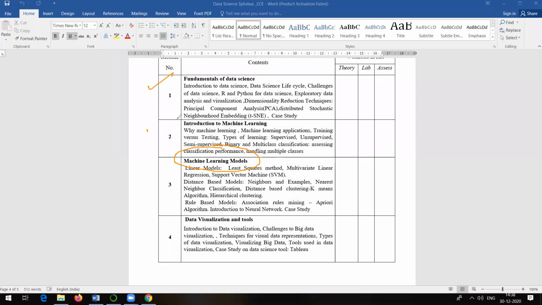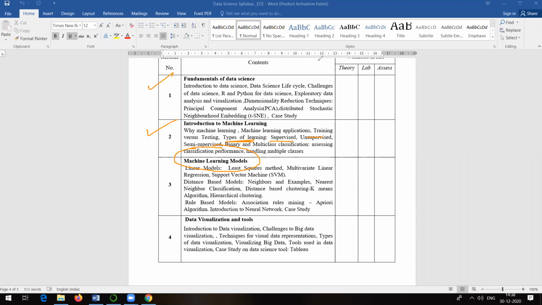In the previous sessions, we talked about fundamentals of data science and introduction to machine learning. We talked about the concept of machine learning, why machine learning, applications of machine learning, what is training and testing. Then we talked about types of machine learning: supervised, unsupervised, semi-supervised, right? All these concepts we are going to require to understand the remaining things mentioned in the syllabus.